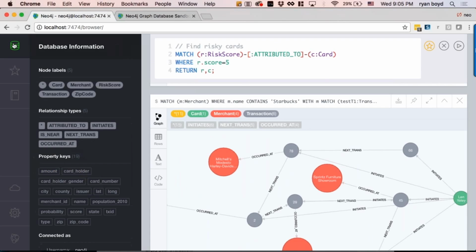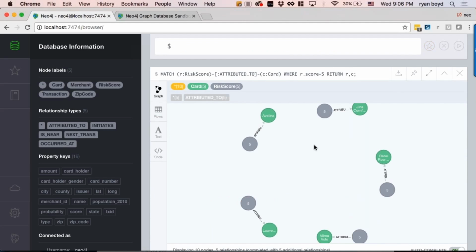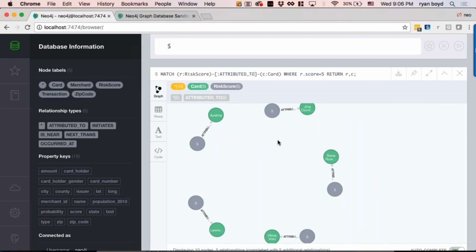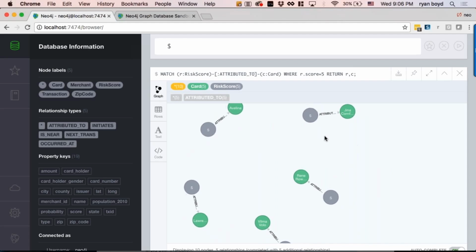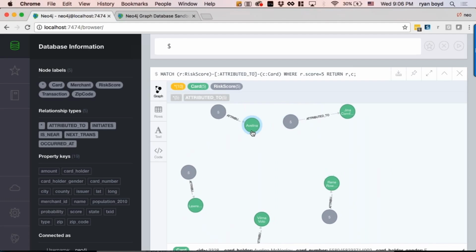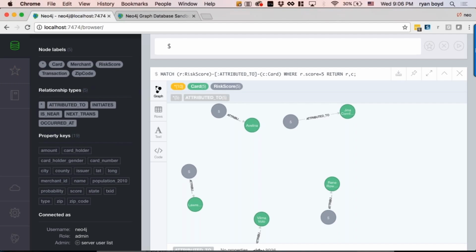So one of the properties that we stored in here was a risk score. Now risk scores oftentimes are attached to credit cards and oftentimes are actually attached to transactions as well. In this case, I'm finding risky credit cards here, and we can see that we have a handful of risky credit card activities, and some of these credit cards will actually have transactions in our system. So let's look at those transactions.